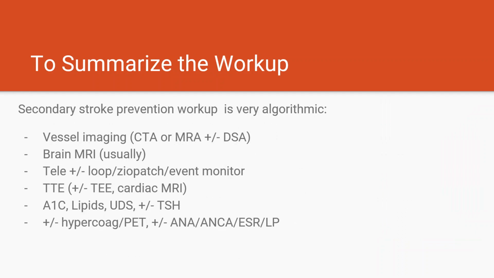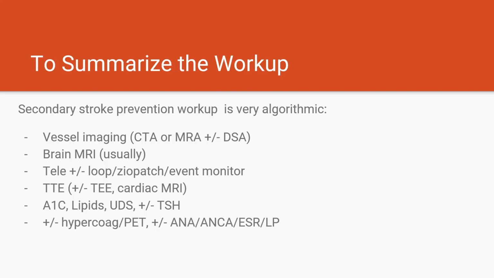So that's it. We do a lot in the post-stroke workup, but it's actually pretty algorithmic and can be fairly straightforward once you master it. To summarize, every patient gets some sort of vessel imaging, usually a brain MRI unless it's a super straightforward case. Cardiac rhythm monitoring with tele, and then also an outpatient loop, Zio patch, or event monitor in cryptogenic stroke. We get a TTE for all patients and a TEE or cardiac MRI for high suspicion of cardioembolic stroke.